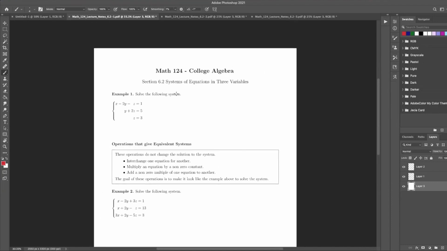All right, so system of equations in 3 variables. Oops, I'm still in red. Oh, we don't want to be in red no more.